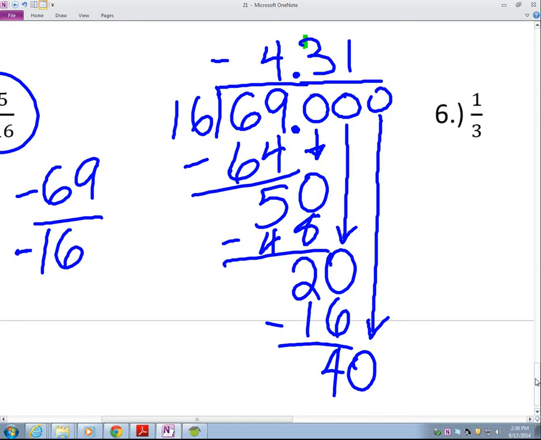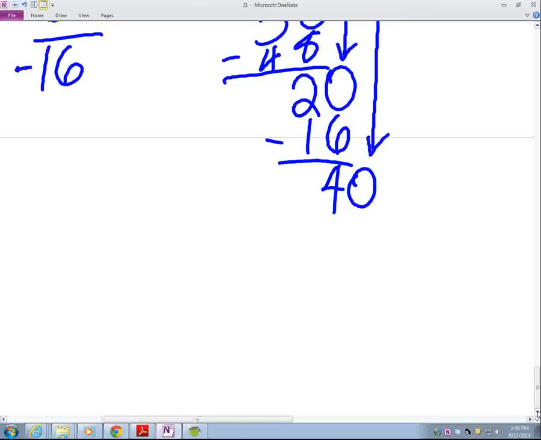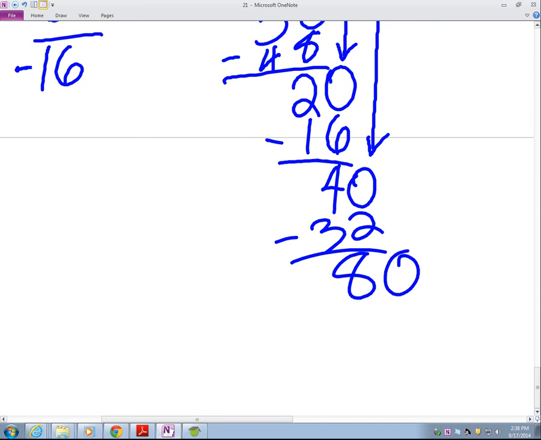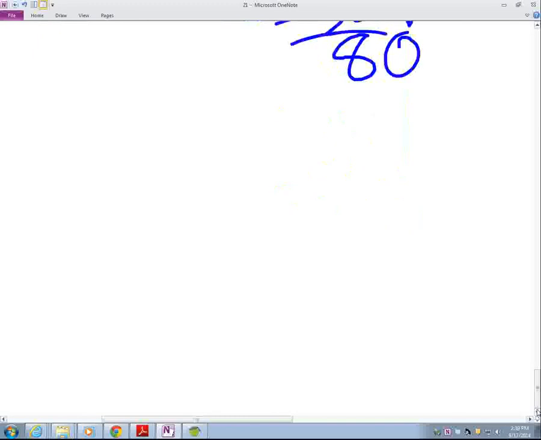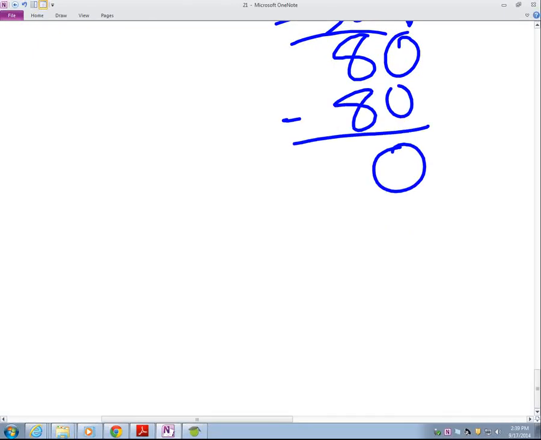Okay. So 40, it goes twice into 40. Twice 16 is 32. 8. Going in reverse order here. Okay. How many times does 16 go into 80, everyone? 5. And we're done. And it's great. And it's 80.